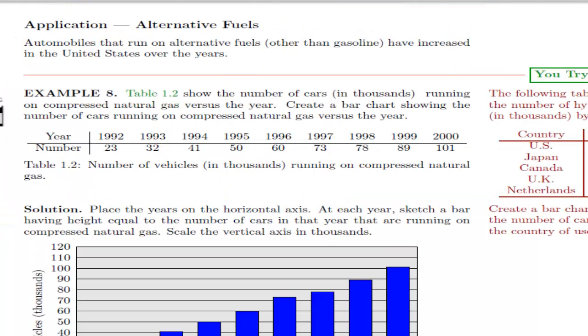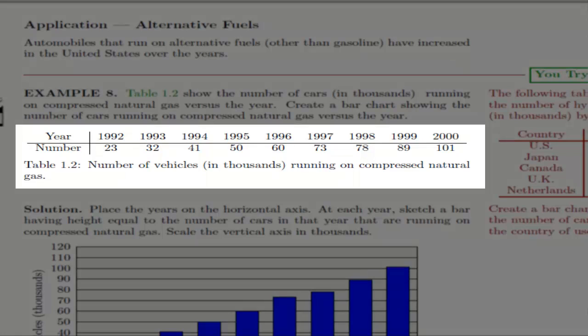Application: Alternative fuels. Automobiles that run on alternative fuels other than gasoline have increased in the United States over the years. Example 8. Table 1.2 shows the number of cars in thousands running on compressed natural gas versus the year. Create a bar chart showing the number of cars running on compressed natural gas versus the year.